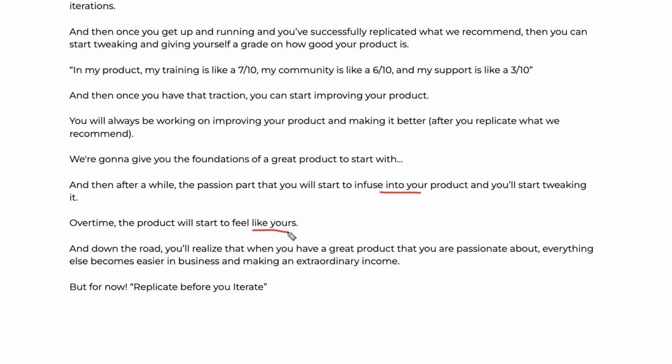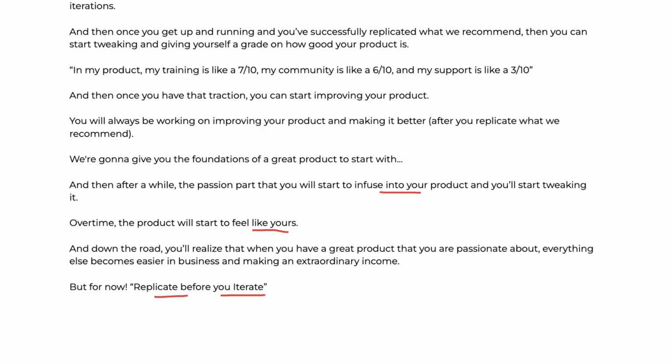But in the beginning, you want to make sure that for now, you replicate before you iterate. Because I can't tell you how many students say, okay, I've never done this before, but I'm going to start iterating. Well, how do you know that what you're iterating actually wasn't a foundational piece? And then all of a sudden you're not successful because you've changed too much of the foundation. And so that is my recommendation. Number one, replicate before you iterate, and then you will have earned the right to understand what is foundational and what you can actually tweak.